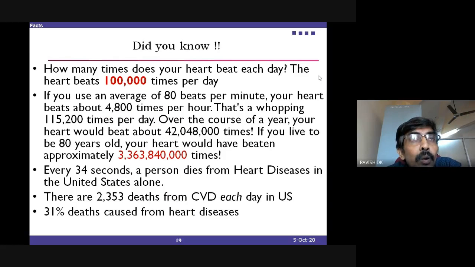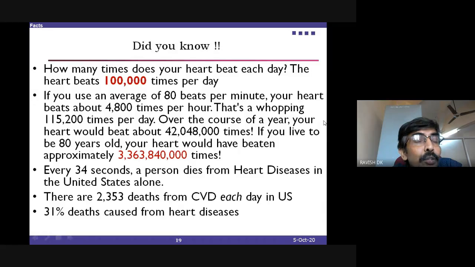How do we know how our heart functions? In 1 minute it beats 72 times, which means each heartbeat is 0.8 second. In a whole day the heart beats about 1 lakh times. In 1 hour, it is 72 beats into 60, and into 24 for a day, which is about 1 lakh. So if we live for 80 years, it will beat around 3 billion times.